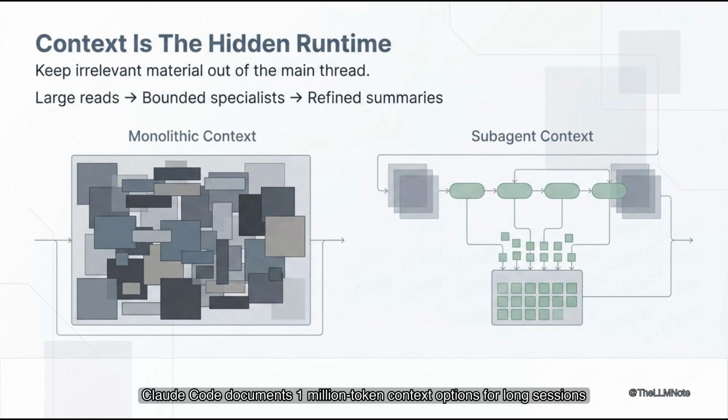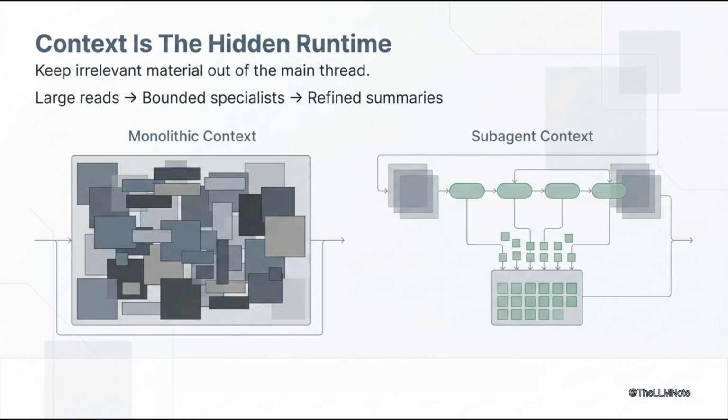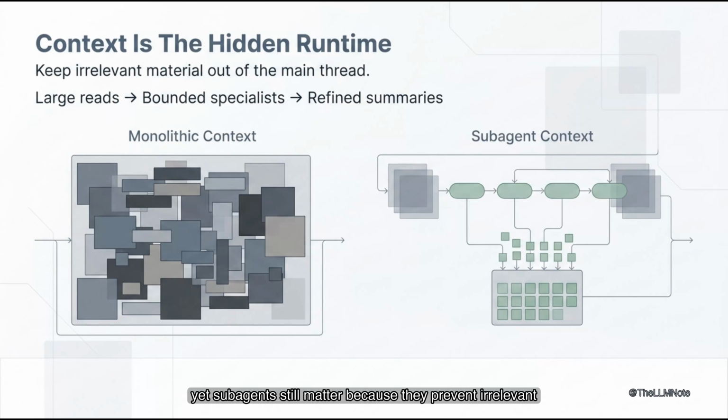Claude Code documents 1 million token context options for long sessions. Subagents still matter because they prevent irrelevant material from entering the main thread. The context window holds instructions, files, responses, tool outputs, and invisible session content. Subagents keep large reads separate and return summaries.